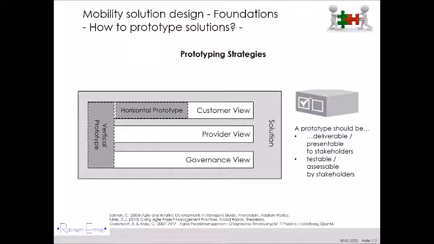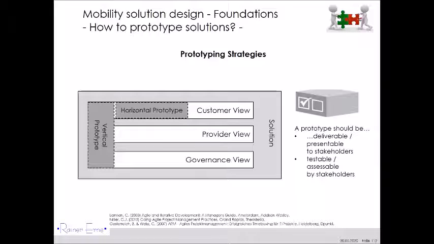And there are two different, I call it, strategies for prototyping. You can either choose to design a vertical prototype, which means that you display something which goes across different perspectives: the customer view, the provider view, and perhaps also the governance view, which addresses the political basics of a certain mobility solution.